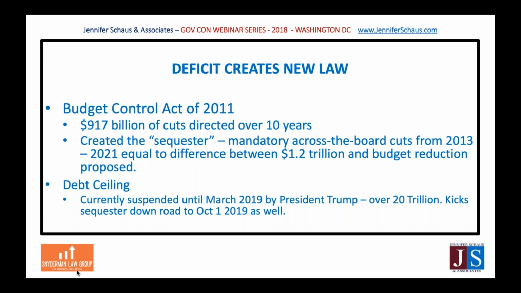Then there's the debt ceiling. The debt ceiling is a mandatory part of the Budget Control Act, which says the debt can't go over a certain amount. Of course, every year they change the debt ceiling and just keep increasing it. It's currently suspended by President Trump until March of 2019, and it kicks sequester down the road through 2019 as well, because the debt ceiling was suspended, so you can't have any sequestration until the next time they vote on the debt ceiling.